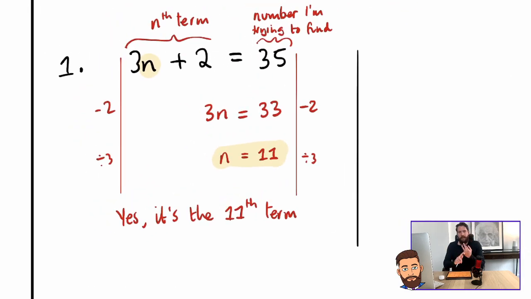So, I've found the nth term, I've made it equal to the number that I'm trying to prove whether it's in the sequence or not. I've solved it, and then I've realised if n is a whole number, if n was 11, that means it's the 11th term. So rather than having to add on 3 every time to check, I can make an equation and solve it, which will be so much quicker and more efficient than having to write out the sequence up to maybe 110, 200, 300, because they might not ask you something that is a lot higher than 35 in this case.